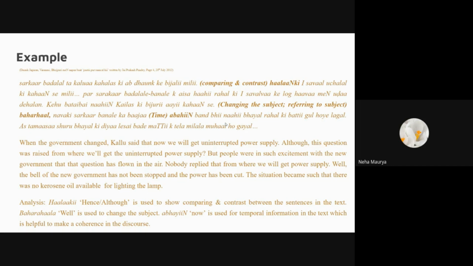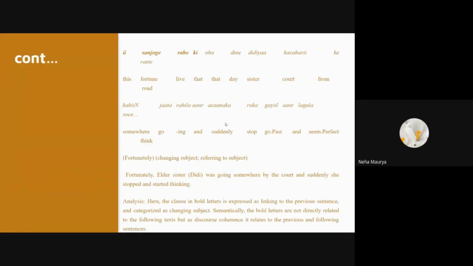Whatever is going on, like they are talking about where the power supply will come from, but now they are trying to change the subject, as in okay, let it be. Now the problem is from where the power supply can resume. And now the third is temporal. This "abhi" gives temporal information, which is helpful to make coherence in a discourse. Now the next example, I will just read in a hurry.